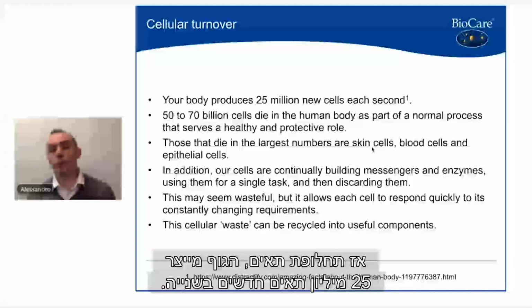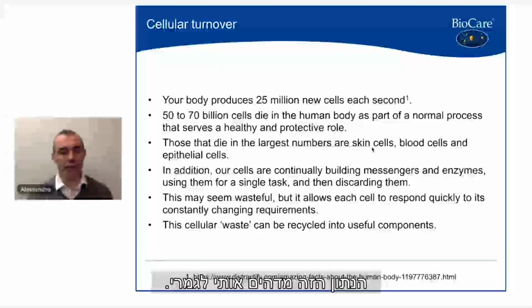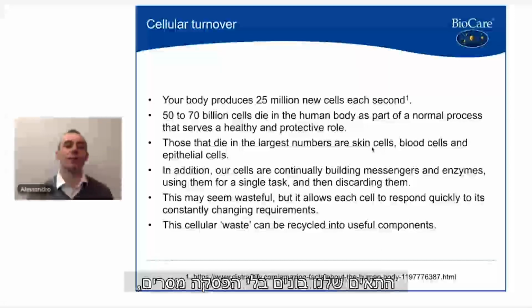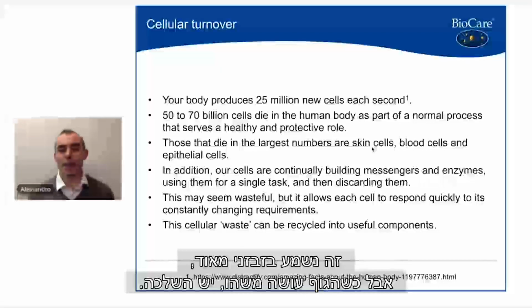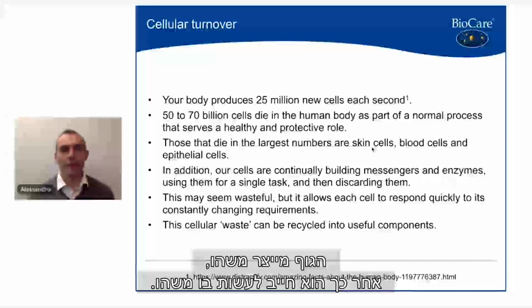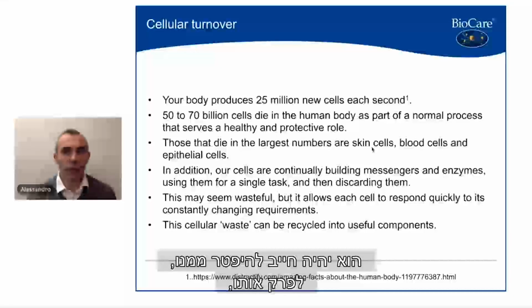So, cellular turnover: the body produces 25 million new cells per second. This data absolutely blows my mind. Our cells continuously build messages, and these carry out a single task and then eventually are discarded. This sounds very wasteful, but when the body does something, there is a consequence. If the body produces something, it has to do something with it. It will have to dispose of it.